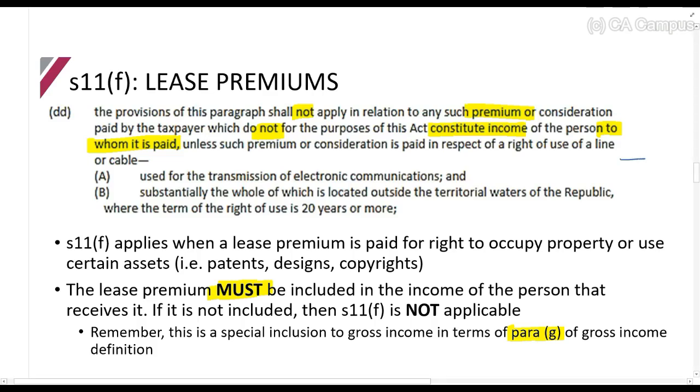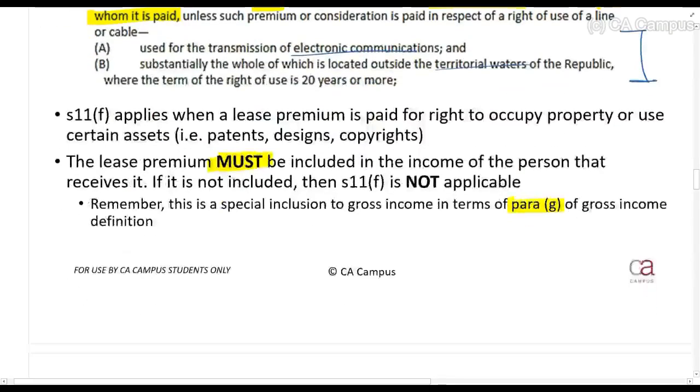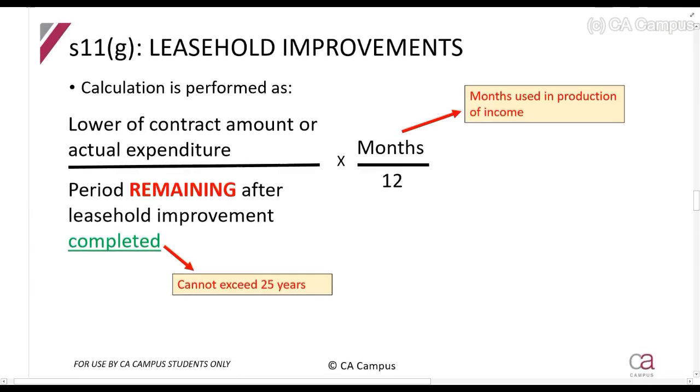Right. I have here some situations if it's used for electronic communications in territorial waters. These are for the cables running next to the continent, like Seacom and so forth, but not too common to see. Then the leasehold improvements. So this is now where they say you must build a factory, and the factory must cost at least R1 million, or not at least R1 million.